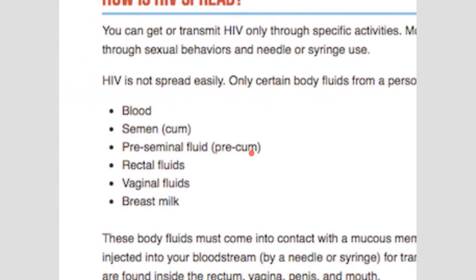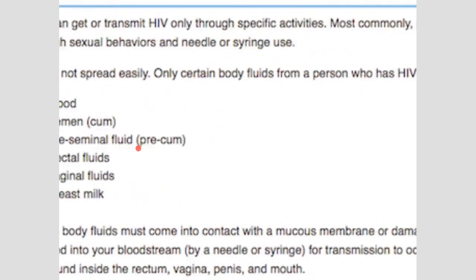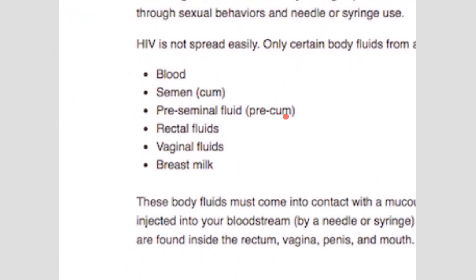You can see that these are the body fluids which can transmit HIV from one person to another. We already talked about blood. We talked about semen. We have pre-seminal fluid, rectal fluid, vaginal fluid, and breast milk. So these are all considered possible sources of transmission of HIV. Okay.